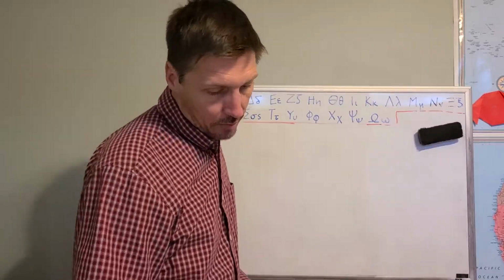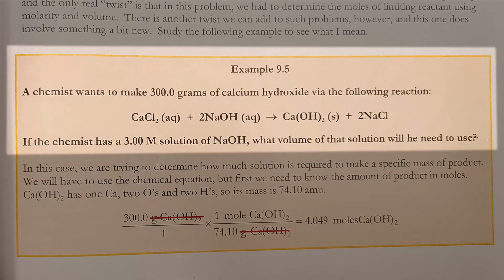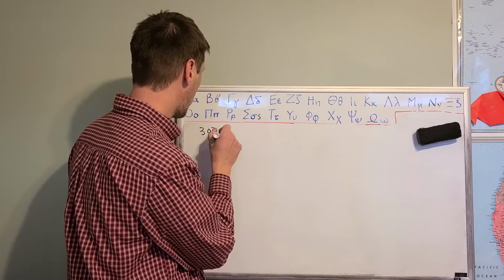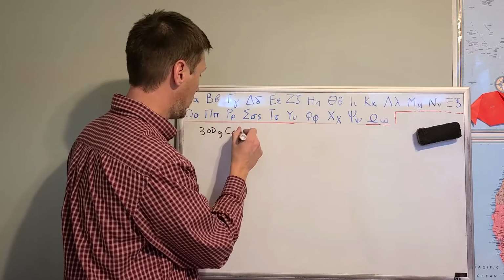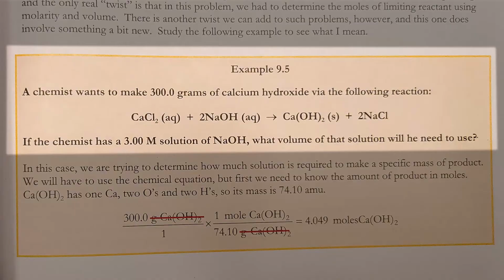And this is example 9.5. It says a chemist wants to make 300 grams of calcium hydroxide. And the formula for that is Ca(OH)2. 300 grams of calcium hydroxide using this equation.